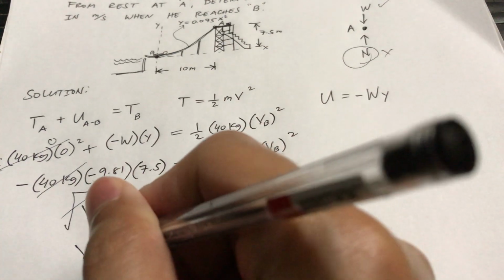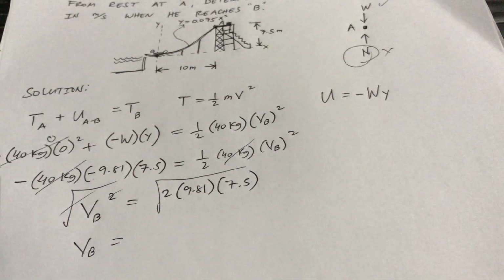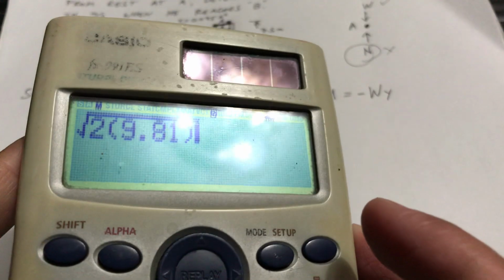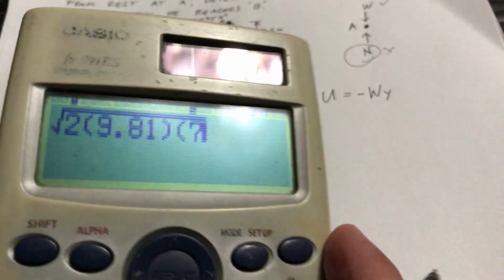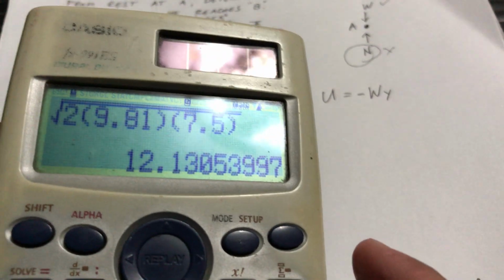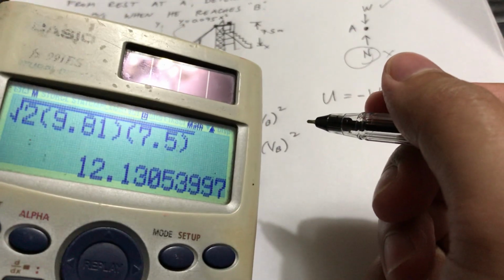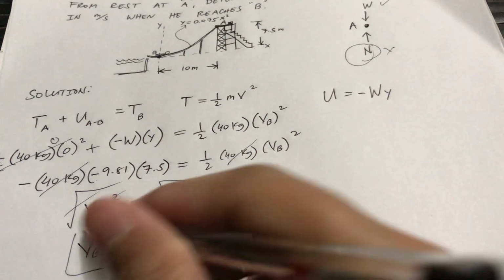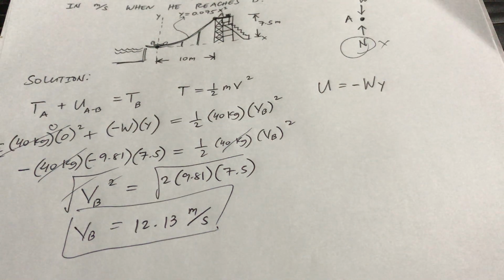So we have VB is equal to the square root of 2 times 9.81 times 7.5. So our answer is 12.13 meters per second. So this is the velocity of the boy when he reaches B. Okay.